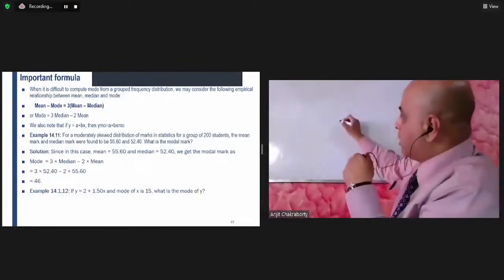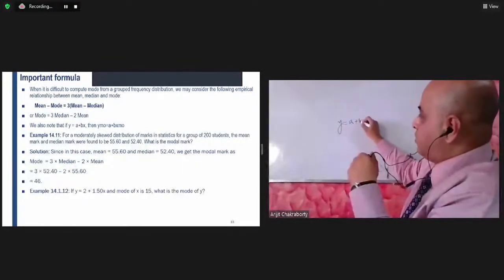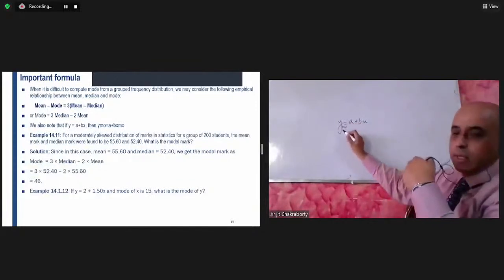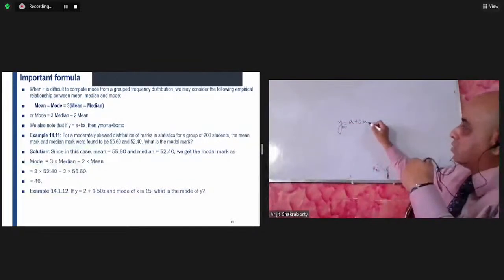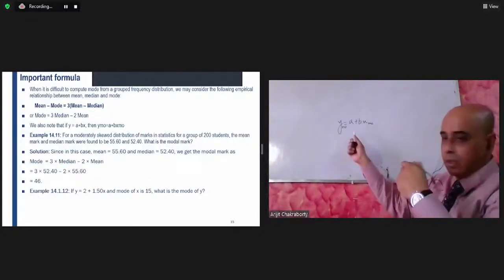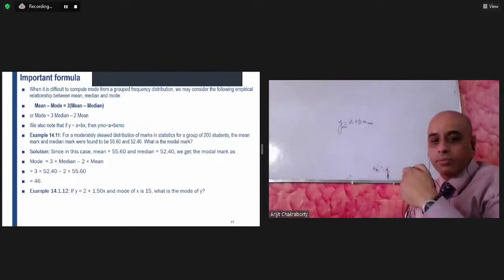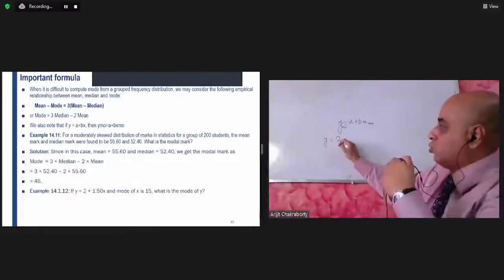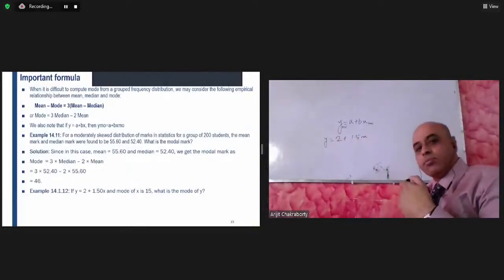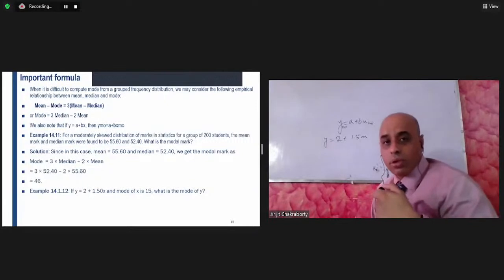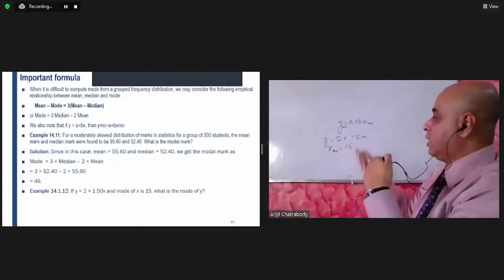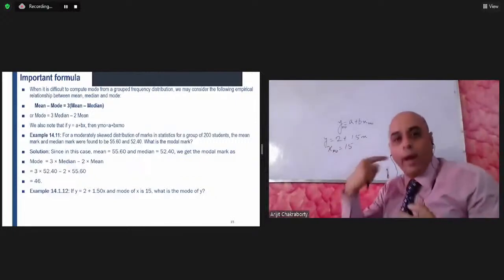So here the relation is y equal to a plus bx. So the mode of y will be ymo equal to a plus b into xmo, where xmo is the mode of x. That is the formula. Now here, the formula given is y equal to 2 plus 1.5x. What is the mode of y? When it is given that the mode of x is 15, so it is given xmo equal to 15. So we have to find the mode of y.